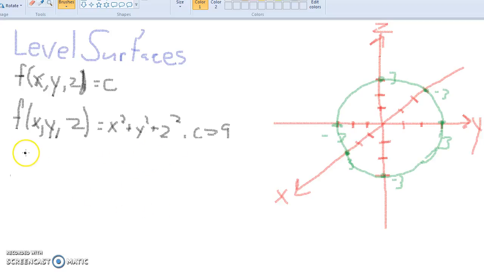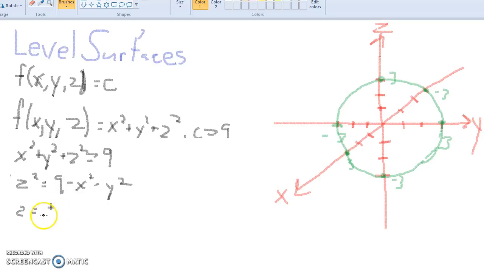So let's take what we had before, x squared plus y squared plus z squared equals 9. And now let's solve it so we can have it in the form of z equals, so we can plug it into CalcPlot 3D. So if we just do some quick moving around here, what we'll end up with is z squared equals 9 minus x squared minus y squared. Now again, solving for z, we have to take the square root. So we'll have z equals plus or minus the square root of 9 minus x squared minus y squared.